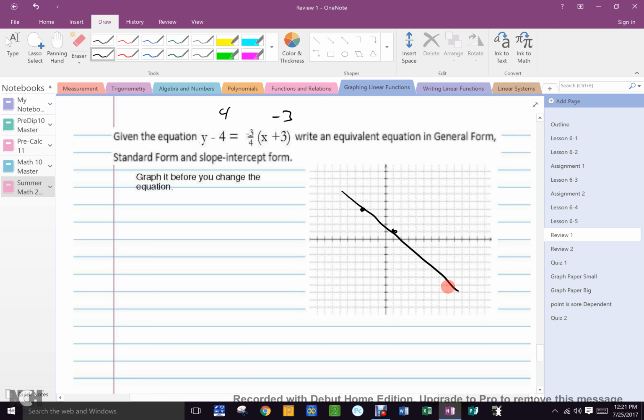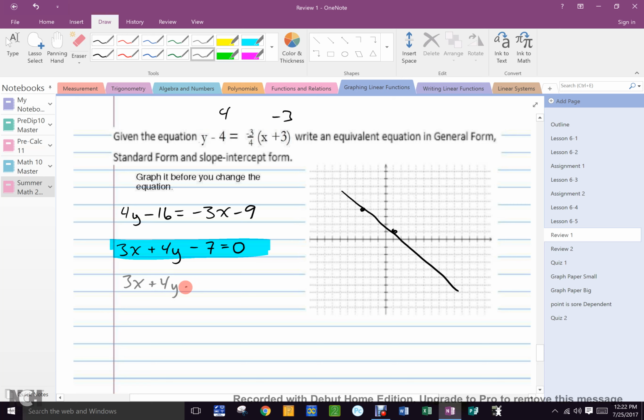Is there any right order to do these in? No. So I'm just going to do all of them, and you can make sure that you have all three. I'm going to do general form first. 4y minus 16 equals negative 3x minus 9. 3x plus 4y minus 7 equals 0. There is general.